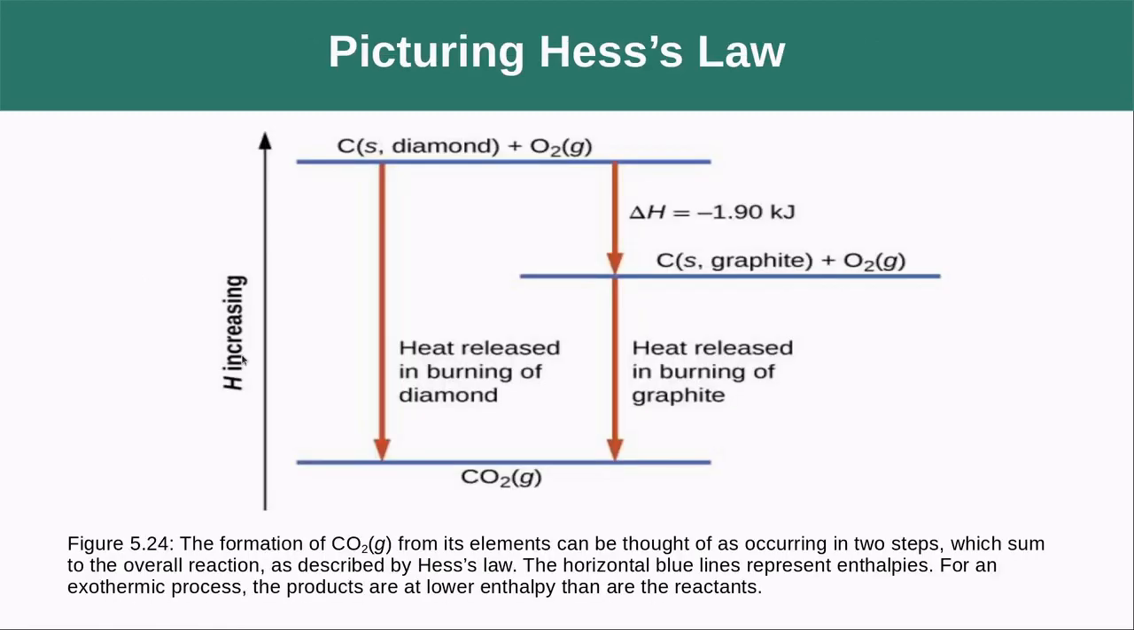Here's a diagram of this. Basically what we were saying is that going from carbon plus oxygen down to CO2 is going to have the same enthalpy change as going from carbon to carbon monoxide, and then carbon monoxide to CO2.